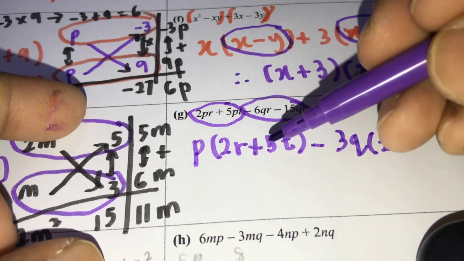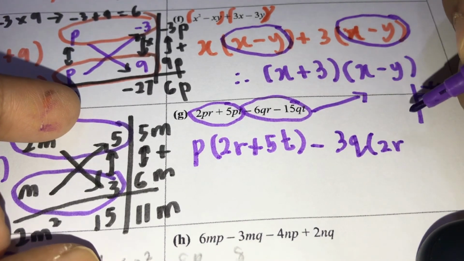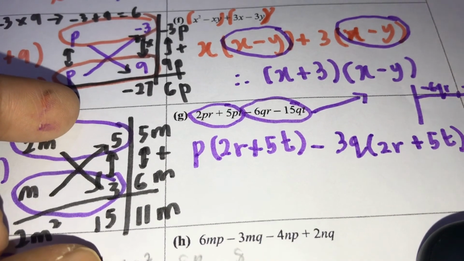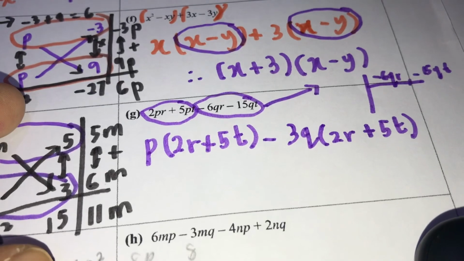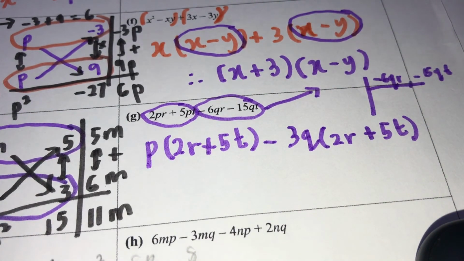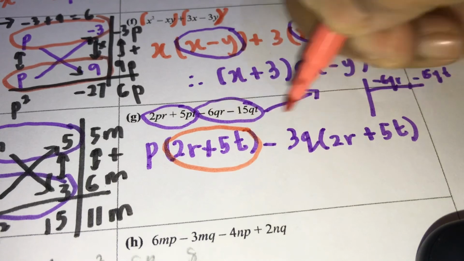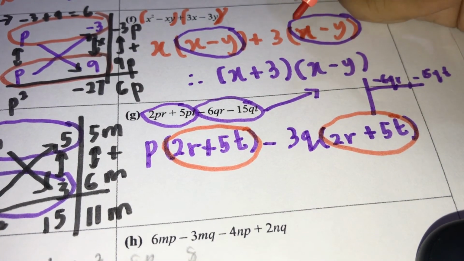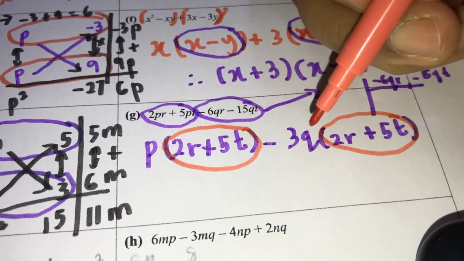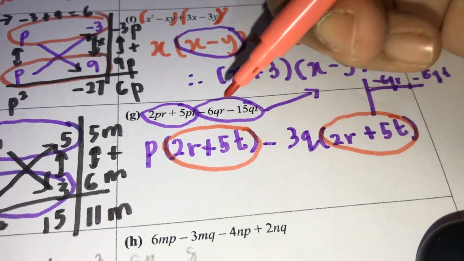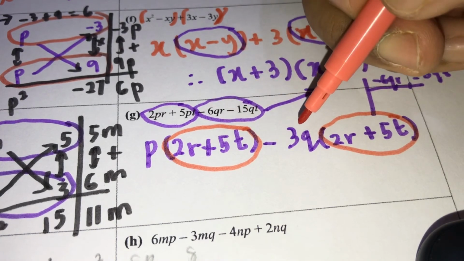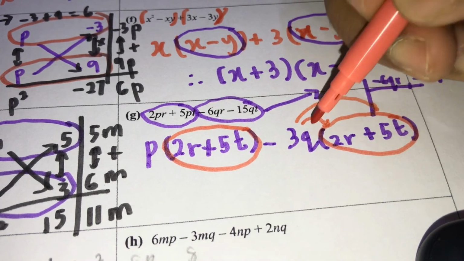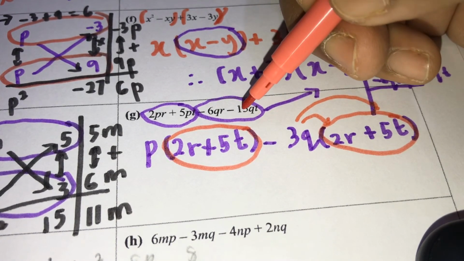Actually, this one must be the same as this one, right? 2R plus 5T. Then you just copy back 2R plus 5T. Because this and this must be equal. If not equal, wrong. But you have to check, correct or not. Negative 3Q times 2R, you get negative 6QR. Correct. You try to expand to check. And then negative 3Q times 5T, you get negative 15QT.